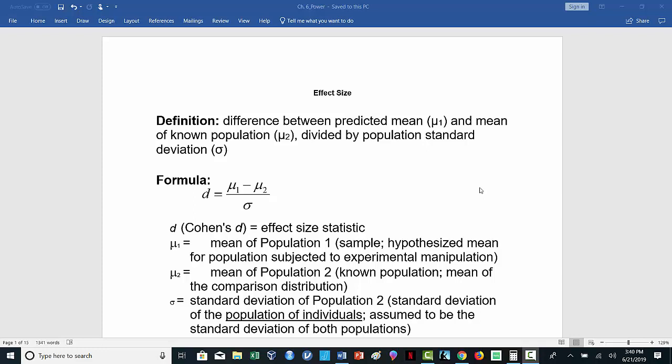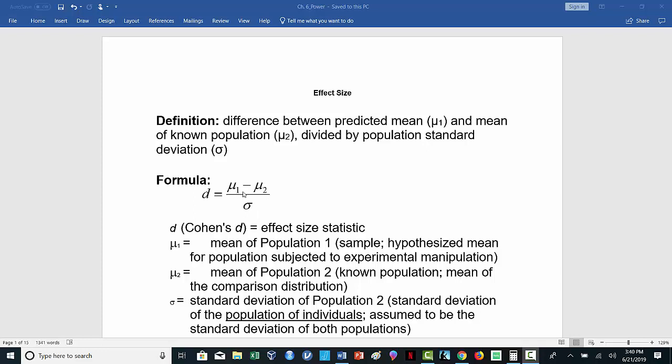Your book gives this sort of definition for a Cohen's d effect size: a difference between two means. Here it says, a predicted mean from one population and a mean of another known population divided by the population standard deviation, sigma. So this is the formula for how to calculate a Cohen's d effect size. It's just mean minus mean, so it's the difference between the two means divided by standard deviation.